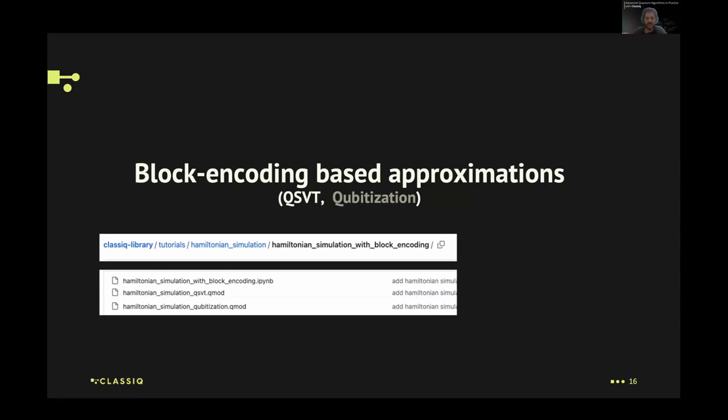So this was for the product formulas. I will go back to it in the end, when I may say a few words about Q-drift. And now I want to move to the other technique, which will be based on QSVT, and it is related to block encoding based approximations. In this path, you can see a notebook, Hamiltonian simulation with block encoding, and there you can see an implementation of these two techniques. I will focus only on the QSVT one.